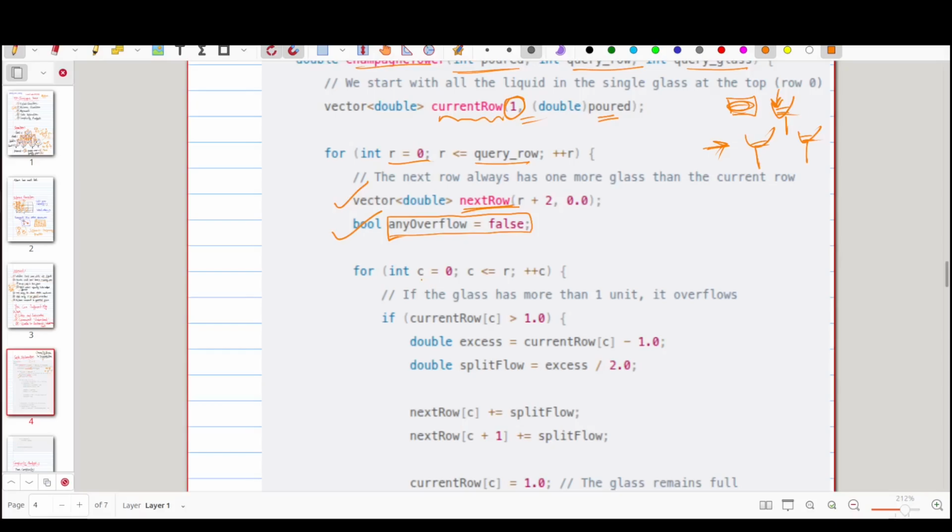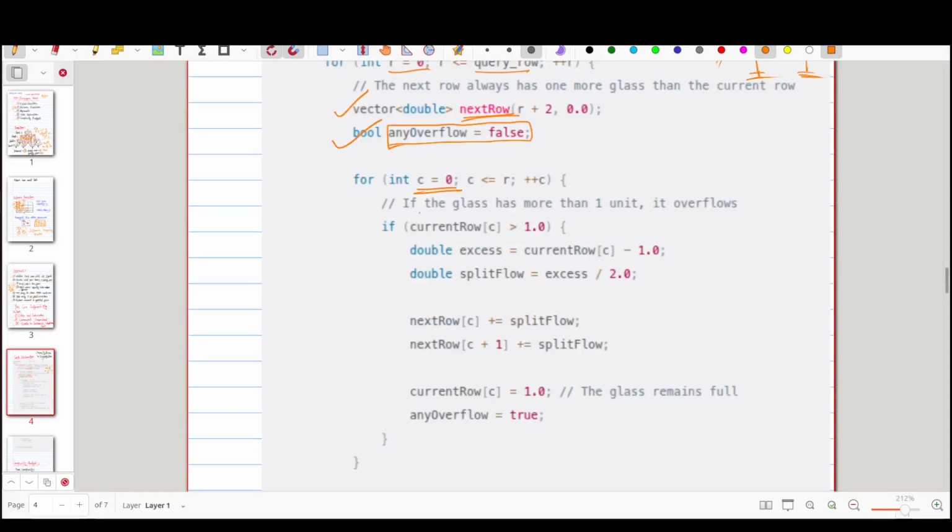And for each column, that means for each glass in a particular row, we iterate through each glass and calculate how much water it can get from the previous row. That means if the glass has more than 1 unit of water, it overflows. So if the current row at C, that particular glass, has greater than 1, that means it has excess water, and we just calculate the excess water.